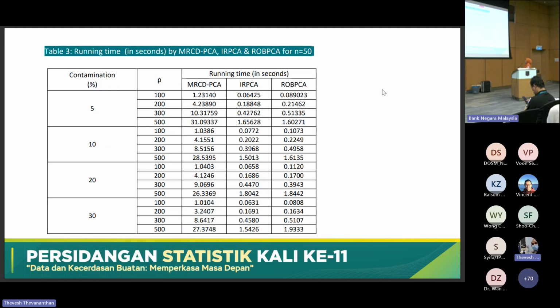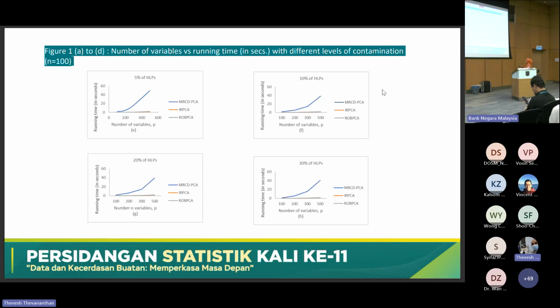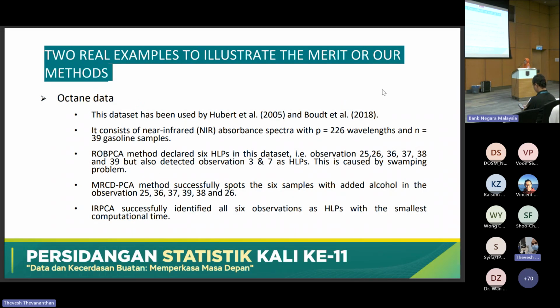Now we apply it to the octane data set. This data set has 226 wavelengths and 39 gasoline samples, so this is high dimensional data where P is much larger than the sample size N. This data set has already been declared to have 6 high leverage points. Now we want to show that our method can detect these observations as high leverage points.